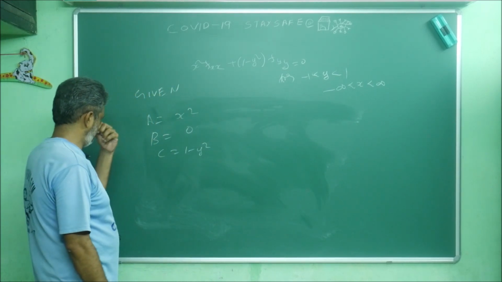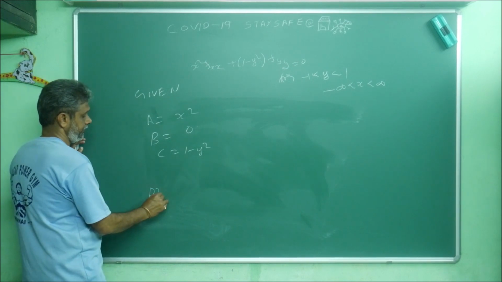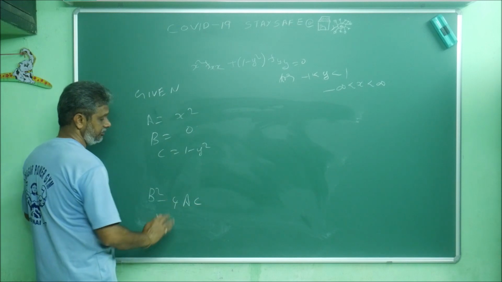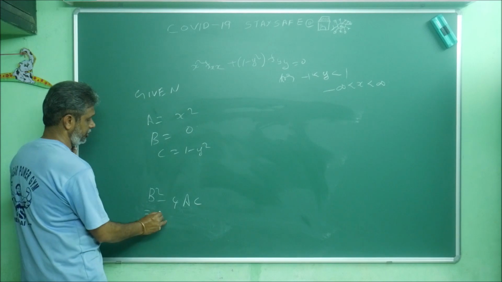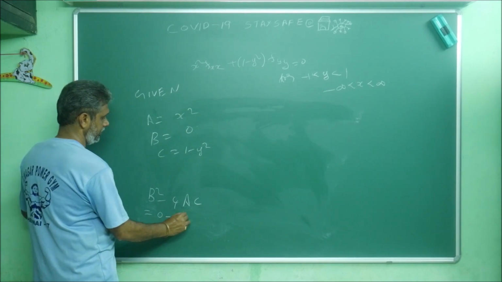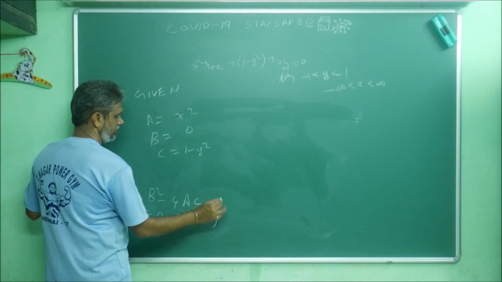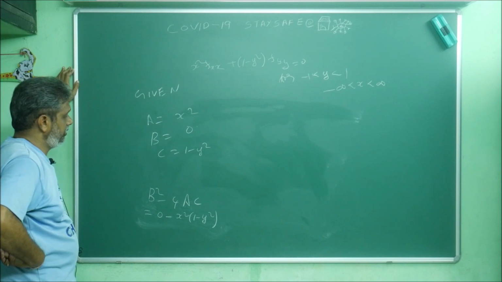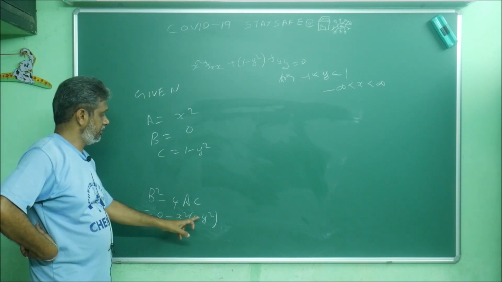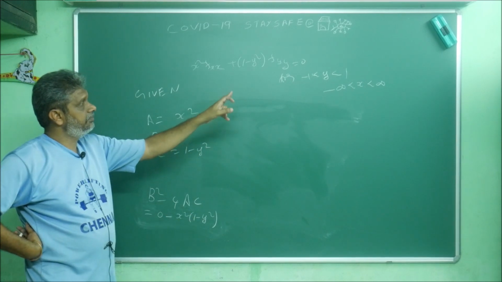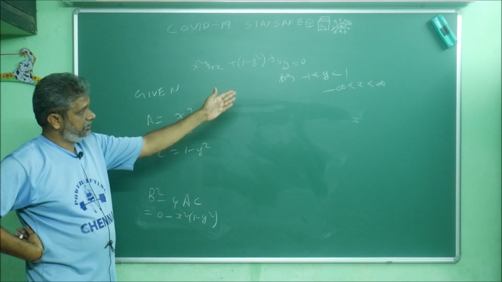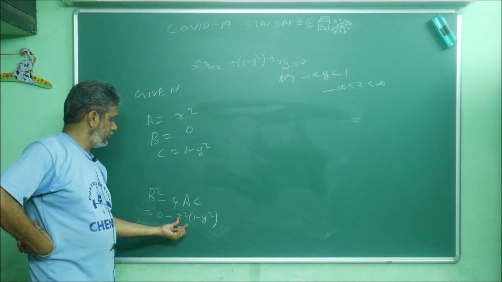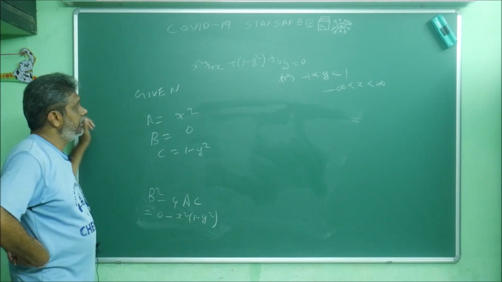Now you can prepare, always you can prepare b square minus 4ac. Don't write less than 0, greater than 0, is equal to 0; after finding the values you can write. This is equal to, who is my b? 0 minus x square into 1 minus y square. So whatever may be x value, whatever may be y value, x value is positive because of the square. 1 minus y square is what? My y is running from minus 1 to 1, in between minus 1 and plus 1. Whatever may be, this 1 minus y square is a positive value. This x value is positive. Because of this minus, you will get less than 0.